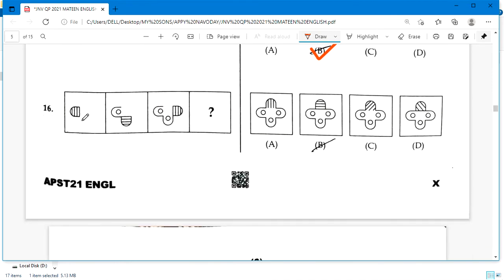So it's also quite easy. This figure is moving anti-clockwise, and simultaneously it is adding another shape, that is, this circle-included shape. Then the figure should contain it like this. I think option B is the right answer.